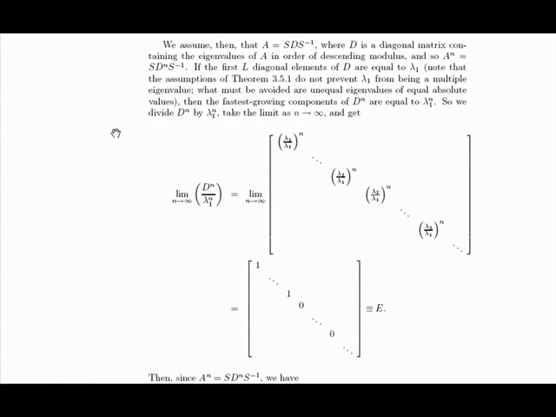To prove that the power method works, we're going to assume that A is diagonalizable. The book continues to show that the method works even if A is not diagonalizable, but the proof is much more difficult. We're going to assume that A is diagonalizable, that is, that A is similar to a diagonal matrix D.